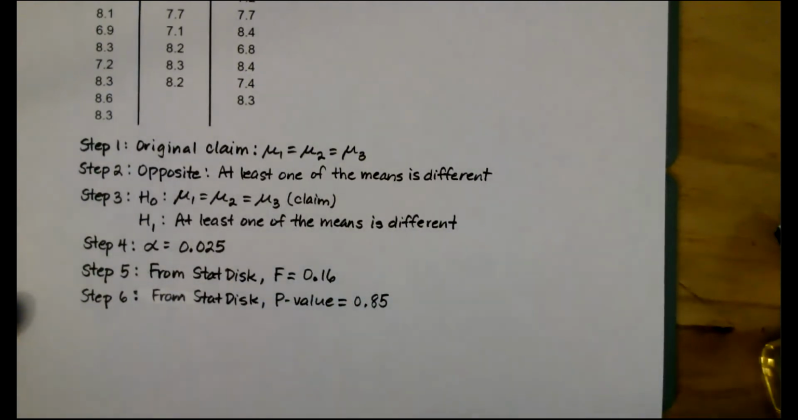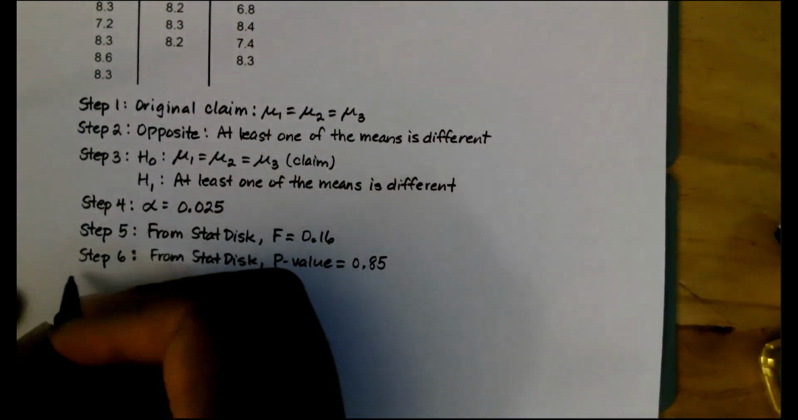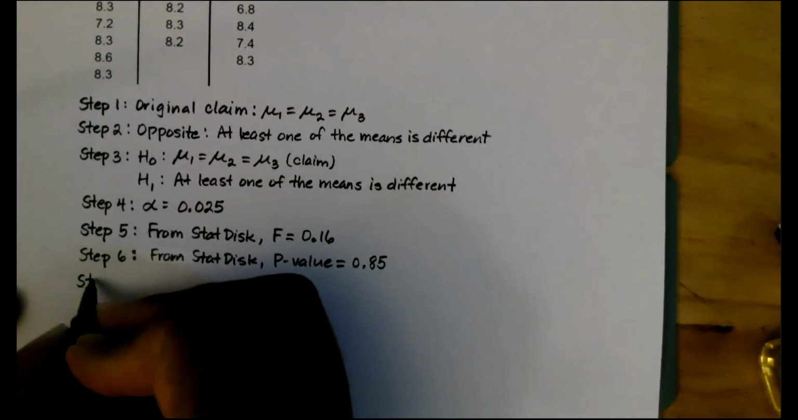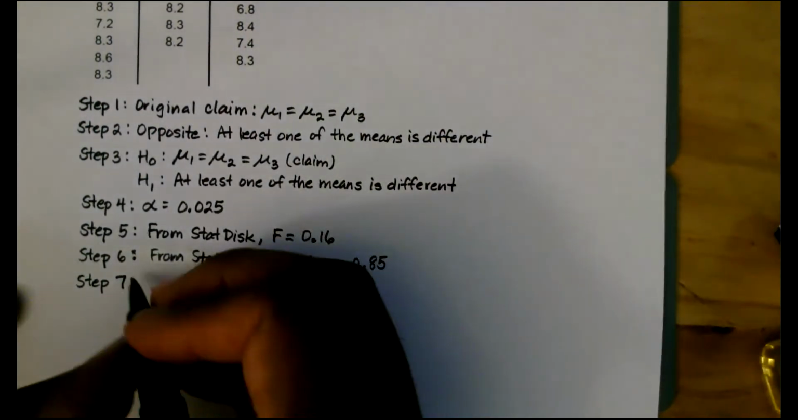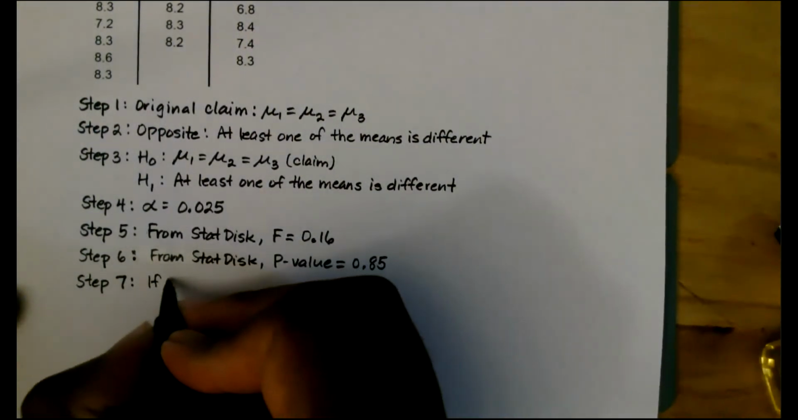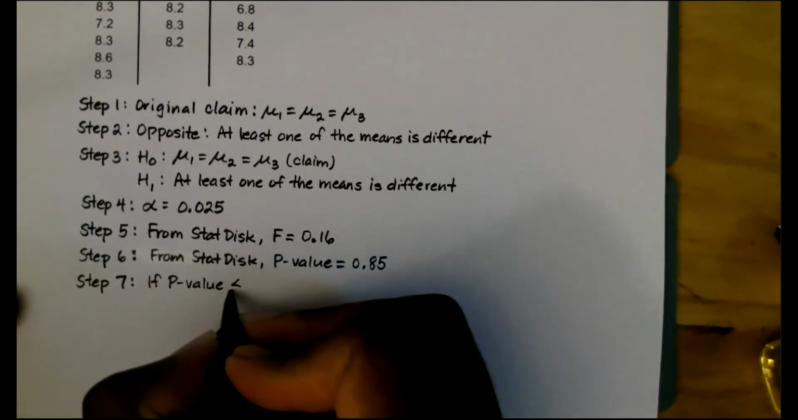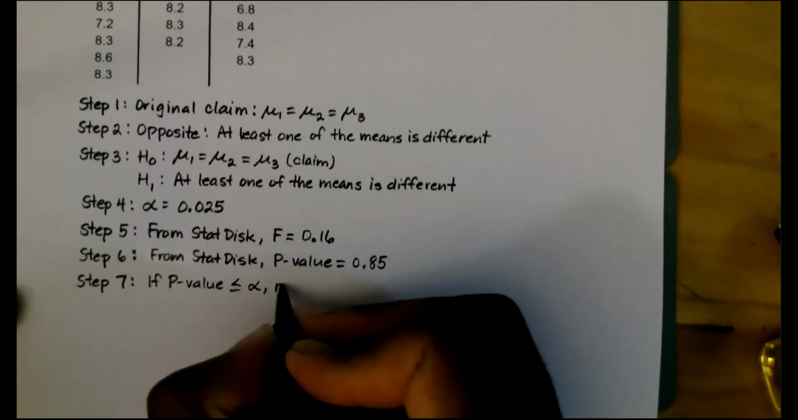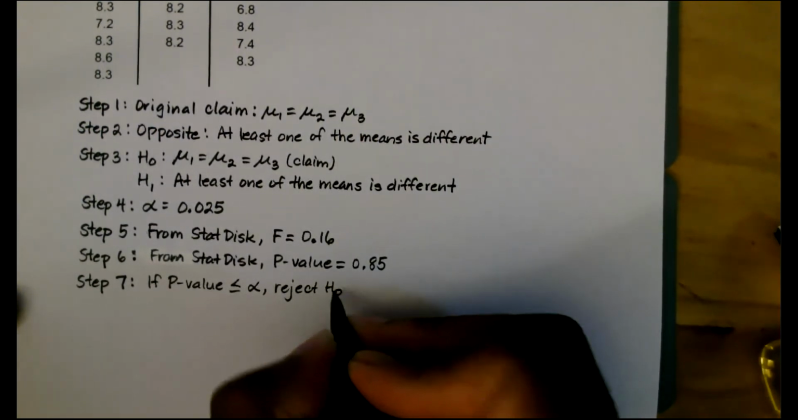Okay, so that's your test statistic. Now, step number 7 is our decision rule, and that's this. We're comparing the p-value with our level of significance. So if the p-value is less than or equal to alpha, reject the null hypothesis.